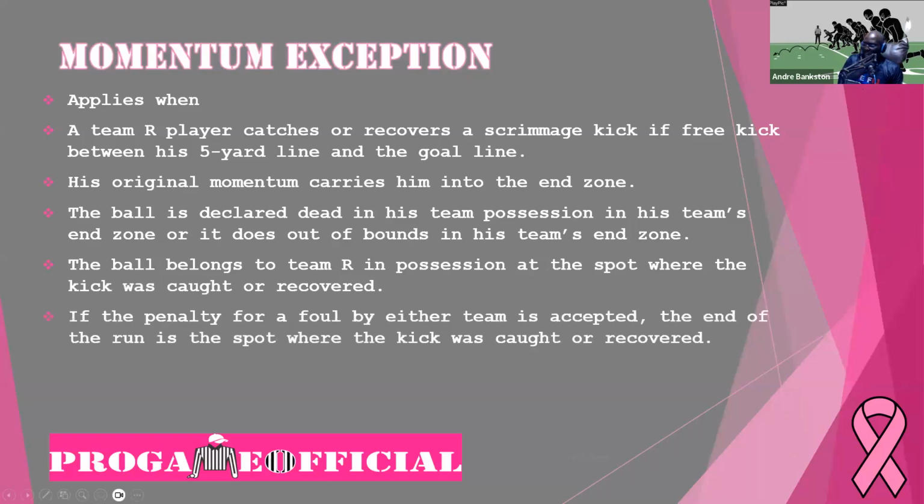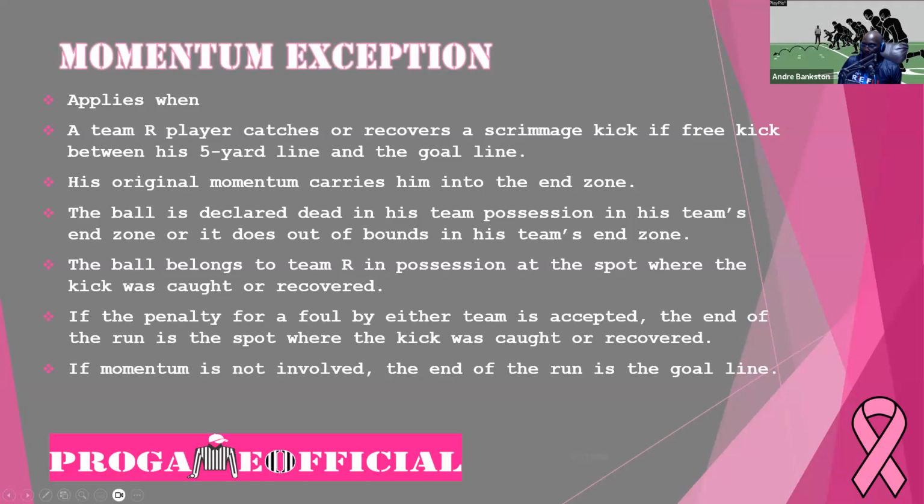If the penalty for a foul by either team is accepted, the end of the run is the spot where it was caught or recovered. So if I caught it on the 4-yard line and I ran to my end zone and there was a foul by either team, we're going to take it from that spot of recovery, the reference point where you drop your beanbag. If momentum is not involved, the end of the run is the goal line.